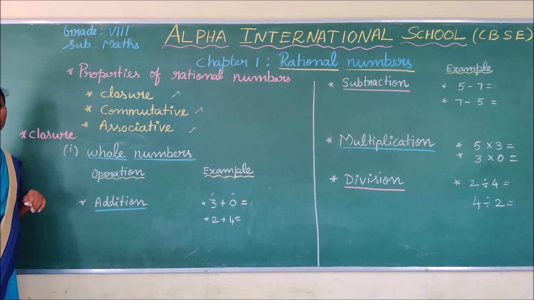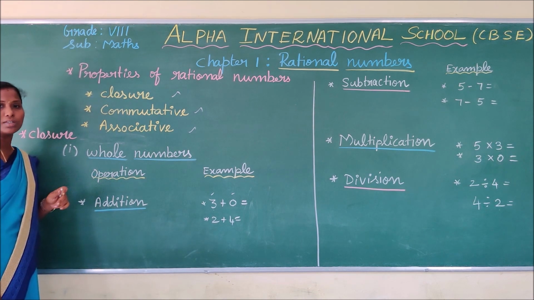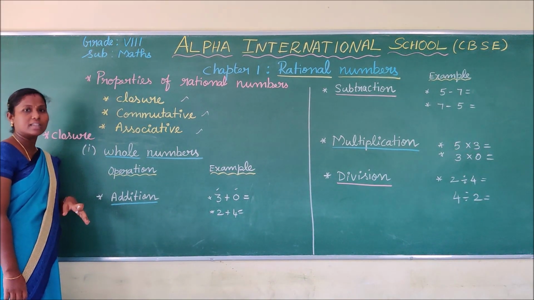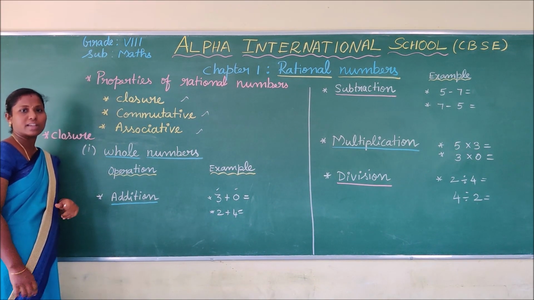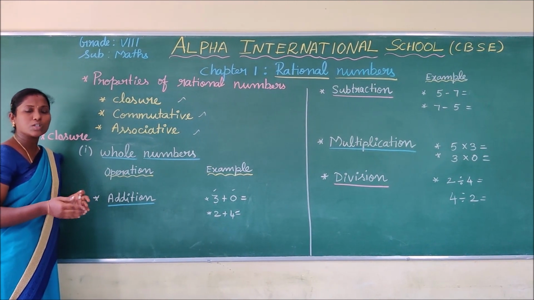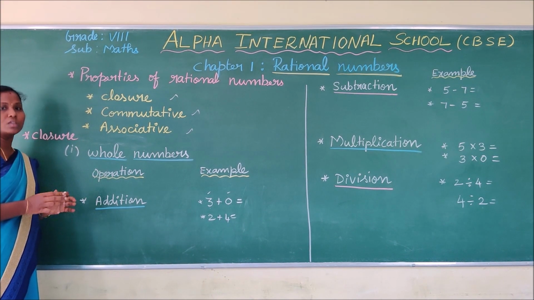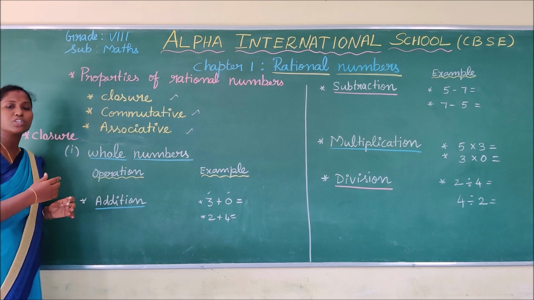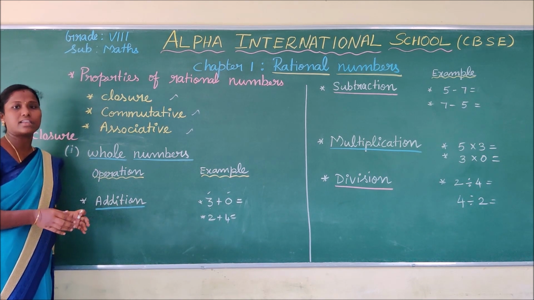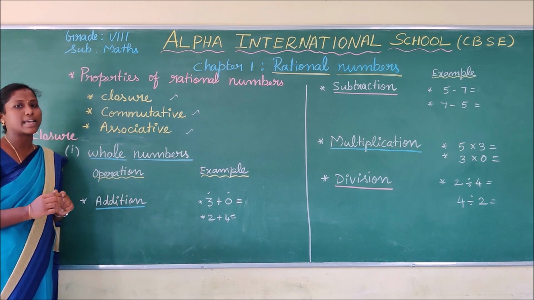First, what is closure property? Well, if you are adding two whole numbers and the result is also a whole number, then we can say that the property is satisfied. Likewise, if we are subtracting two whole numbers and the result is also a whole number, then we can say that subtraction is satisfied. So, whatever the operation, if you substitute whole numbers and the result is in the form of a whole number, we can say that the property is satisfied. Otherwise, the property is not satisfied.